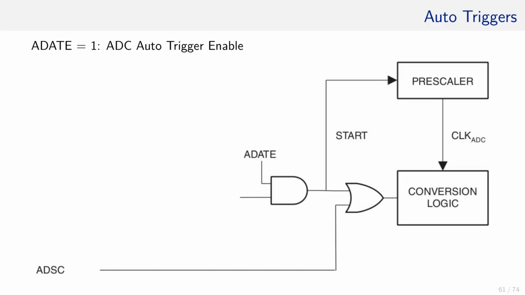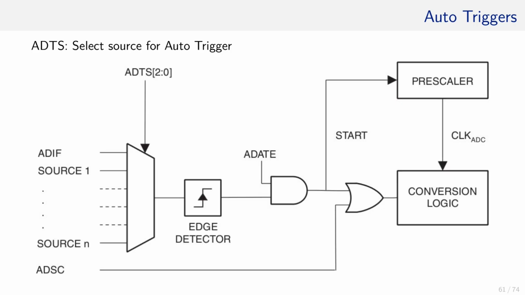These other auto-triggering sources can be activated by the ADATE bit, which is one of the inputs to this AND gate. Now we can start the conversion by setting ADATE to 1 and the other input of the AND gate to 1, or by just setting ADSC to 1. The other inputs to that AND gate come from the sources. ADTS selects one of these sources. It goes then through an edge detector, which generates a pulse.